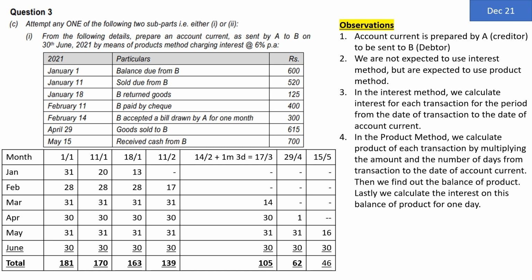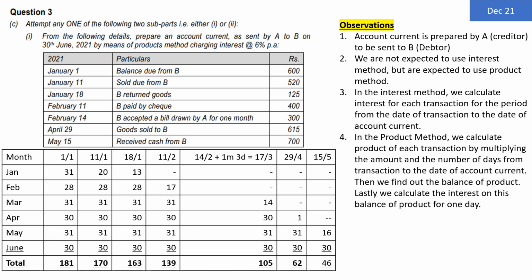But when I'm looking at February 14th, the transaction there tells us that B has accepted a bill drawn by A for 1 month. If that is the case, the transaction is not required to be considered as happening on 14th of Feb. The transaction for the purpose of account current can be considered to be completed after considering the period of bill. The period of bill is 1 month, and for every bill of exchange there is a 3 days grace period which is supposed to be given. So 14th of February plus 1 month and 3 days comes to 17th of March. So these are the different dates which we are required to consider when we are calculating the duration or the delay from the transaction date up to the date of account current.